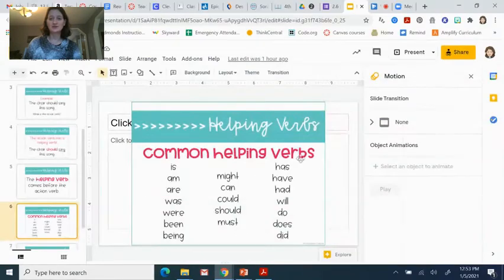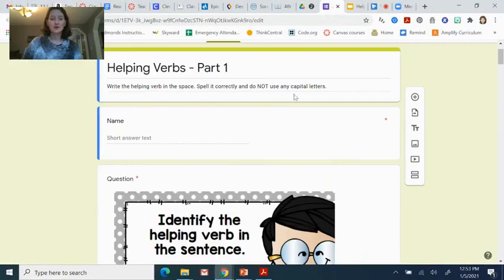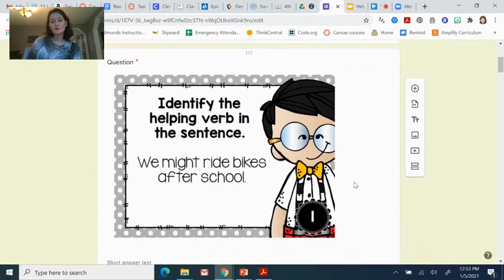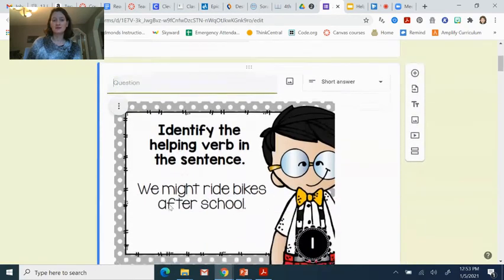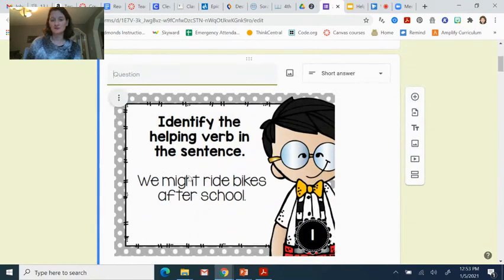So what you're going to have to do now is go and complete a Google form where you will read a sentence, for example, we might ride bikes after school. And which verb here is the helping verb? And you're going to type it in the box. So I'm going to help you with this first one.